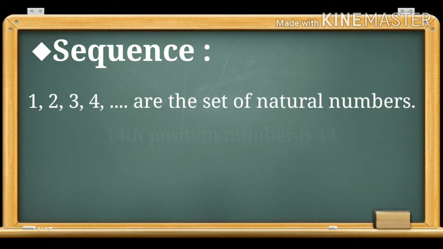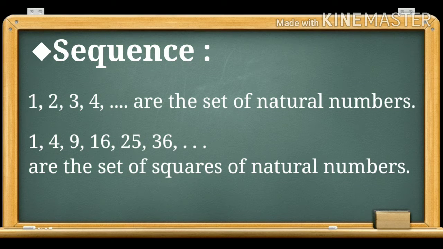See another numbers 1, 4, 9, 16, 25, 36 and so on. These numbers are also written in a particular order. Which order? These numbers are squares of natural numbers. So here also you can easily determine the position of any number. In each of the above arrangements, there is some relationship between any two consecutive numbers.